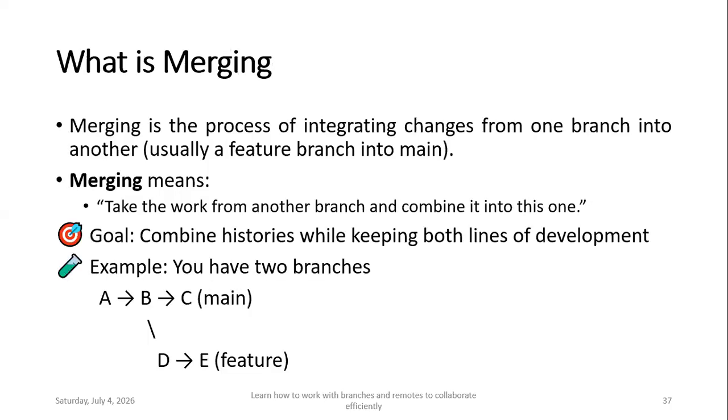So, having said that, as I said, merging is the process of integrating changes from one branch into another. So when you are integrating the changes between two or more branches, that is what you call merging. So you take work from another branch, and you combine it into the current branch. That is called merging.